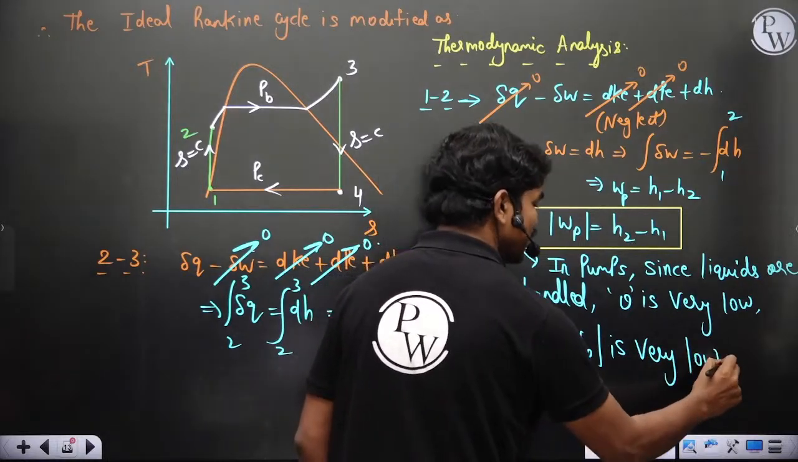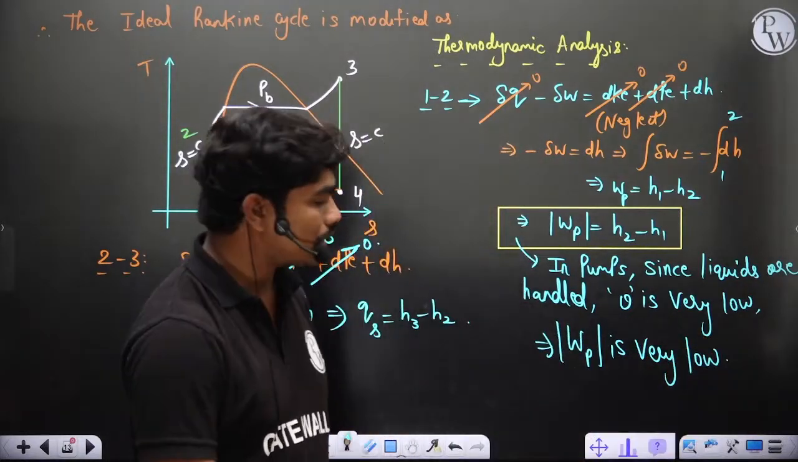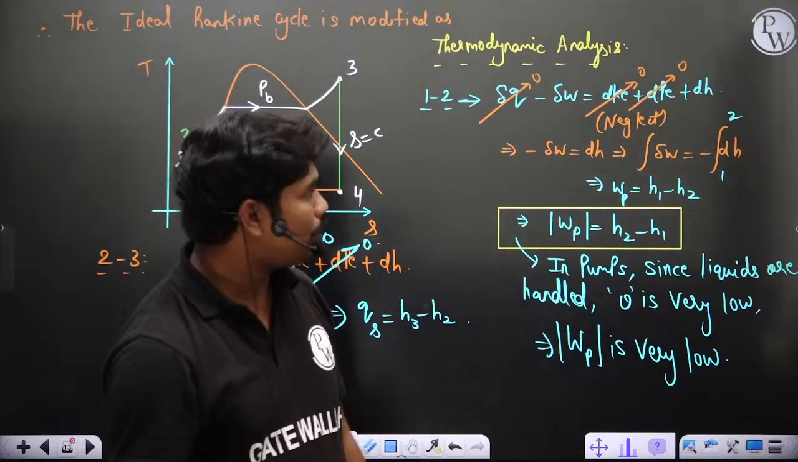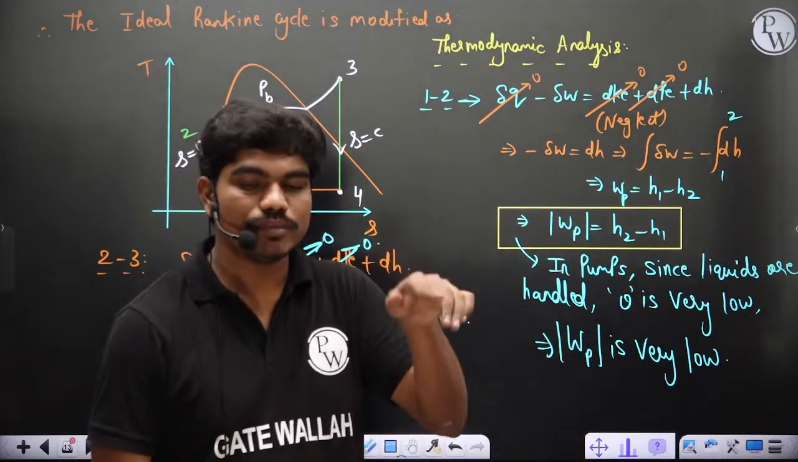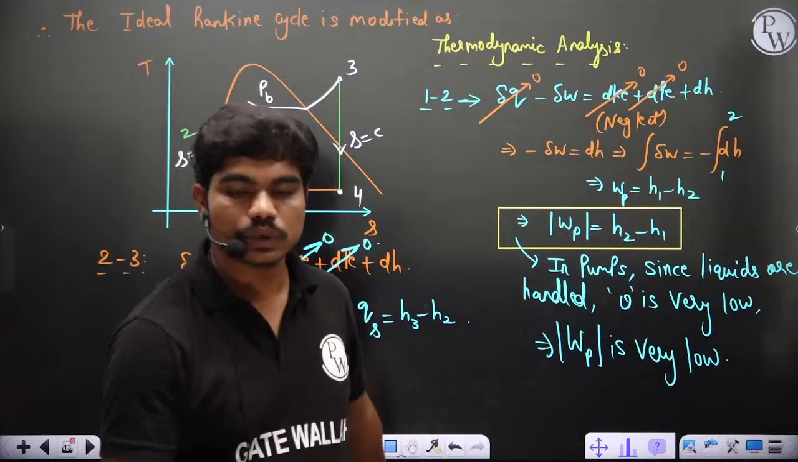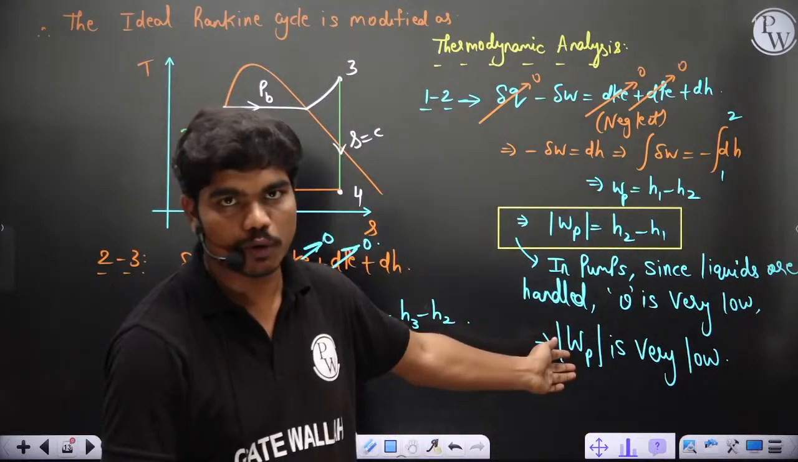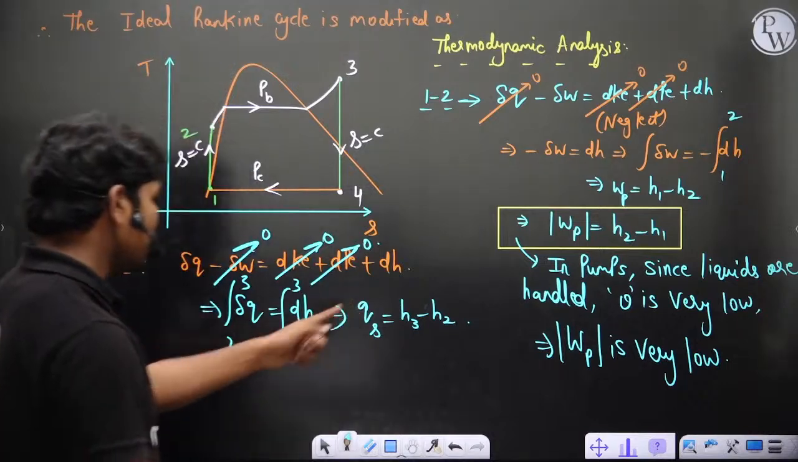So majority of the times we even eliminate this pump work. Because if you write this as integral VdP, as I told you, normally if you take density of water 1000, specific volume is 0.001. So compared to the turbine work generated, this pump work will be very, very small. It will be just a few kilowatts in actual case. Okay, so anyway, this is what you have.